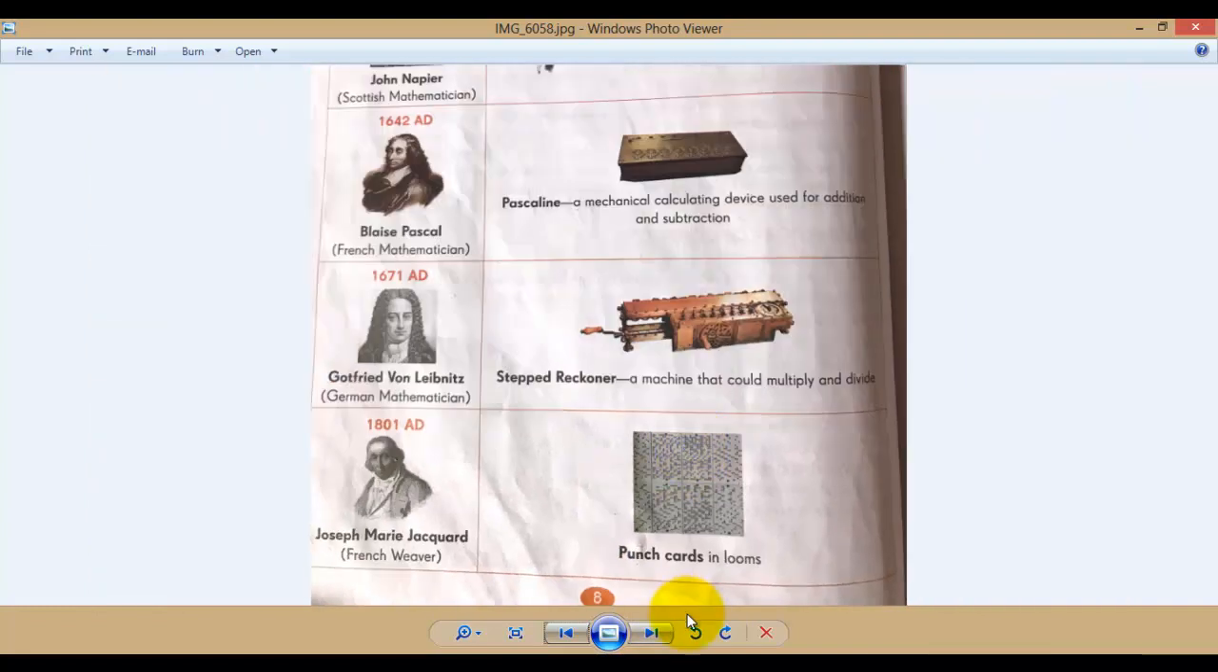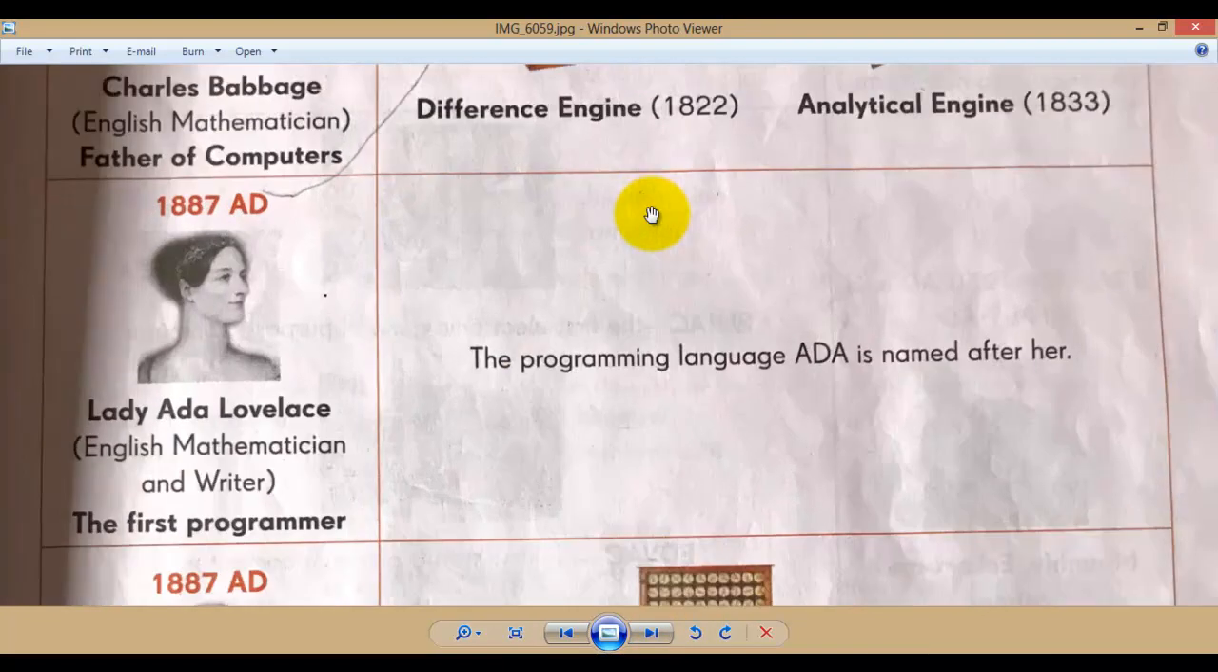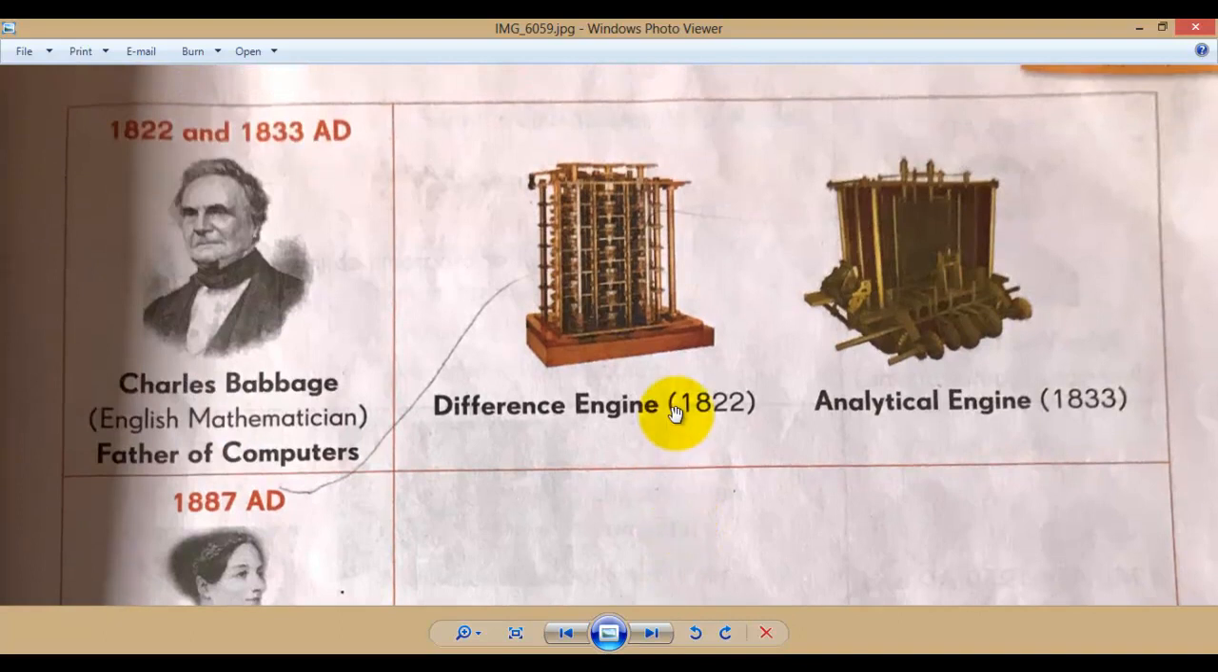So next one is Charles Babbage. The next devices were developed by Charles Babbage in 1822. First one is the difference engine. Why is Charles Babbage called the father of computer? He is an English mathematician. Why do we call him the father of computer?